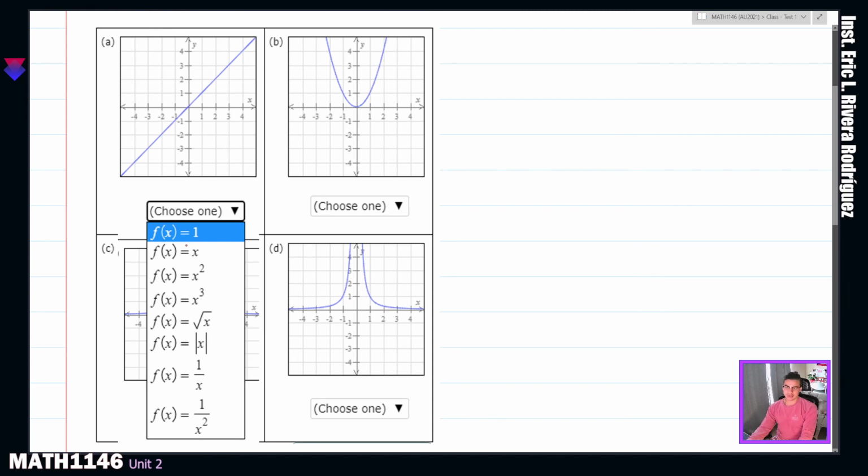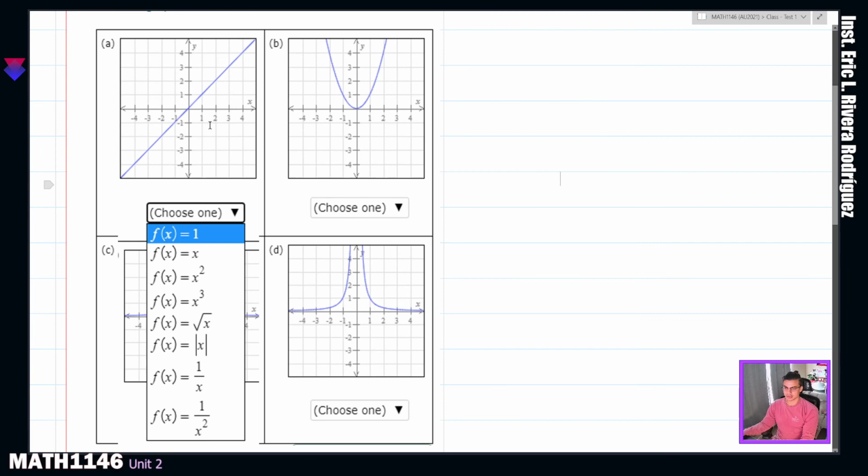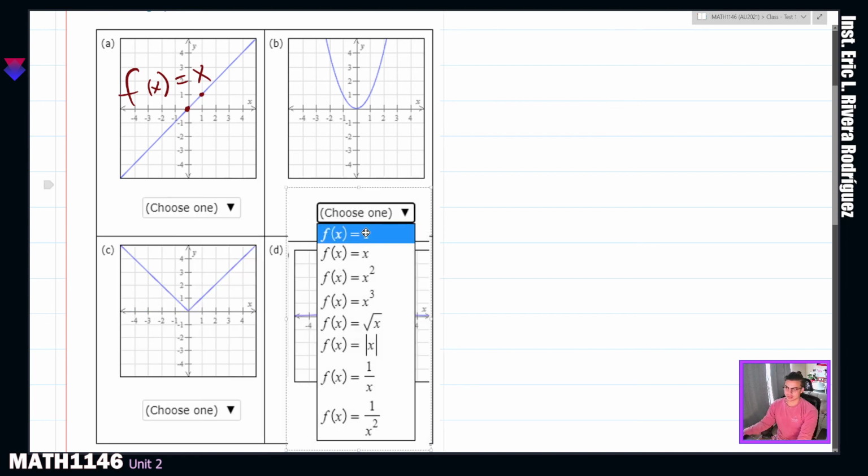So you have this graph here, and you need to be able to choose the correct equation for that graph. So this is a linear one, right? Since this is a linear equation, and it is the identity equation, f of x equals x, it's this one. Then you click on the second one, and you see that this is a parabola, so it is this one.